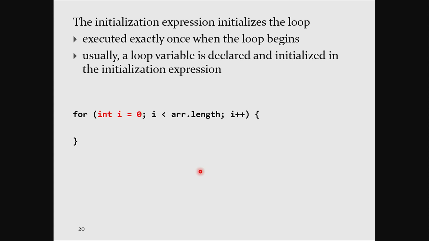The initialization expression runs exactly once. So we only ever initialize the variable once. It runs the first time, when it hits the for statement. So when it's running, it hits for, it initializes i to 0. That's where you declare your loop variable.